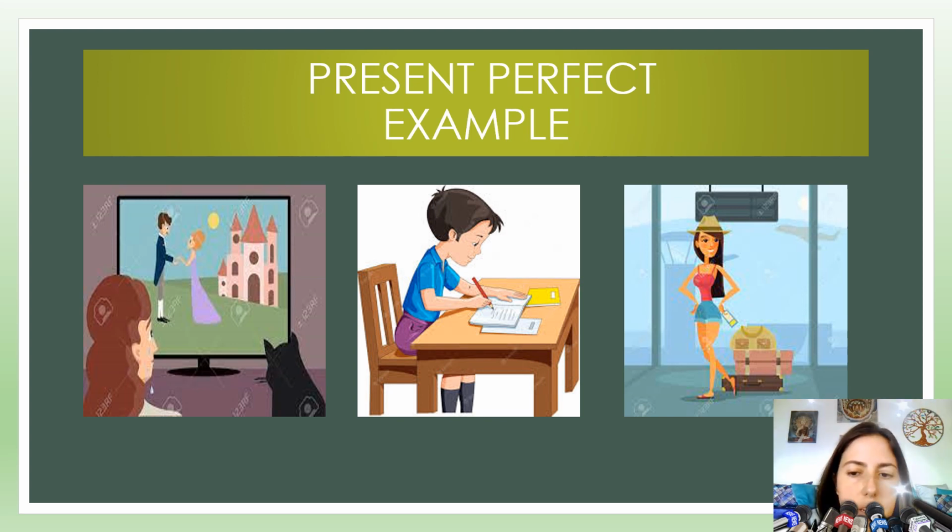And in the third picture is a negative sentence. The composition of the negative sentence is subject plus have or has not, or haven't or hasn't, plus past participle verb plus complement. In this picture, the example is she hasn't traveled, with the termination ed in the verb, to Colombia yet.